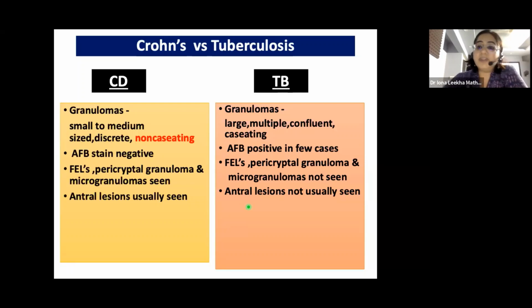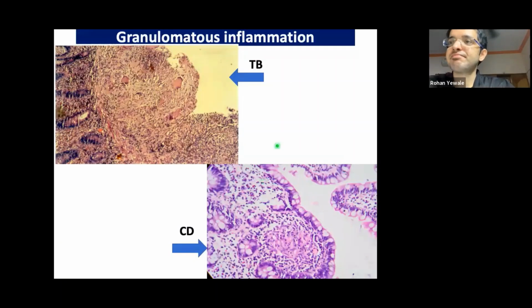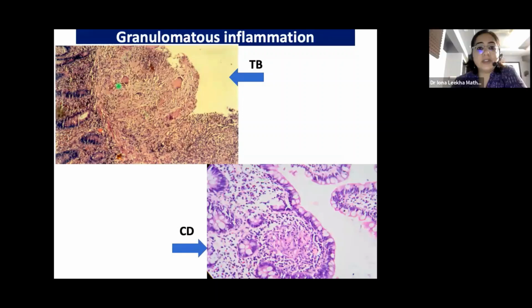But when we are seeing a patient where we are suspecting Crohn's or tuberculosis, we do give weightage to the antral biopsies. So we do look at the antral biopsies. Okay, thank you. Thank you, ma'am. So this is just to show you the granulomas of tuberculosis, where you can see a big, huge, almost confluent granuloma, and a small granuloma of Crohn's disease.